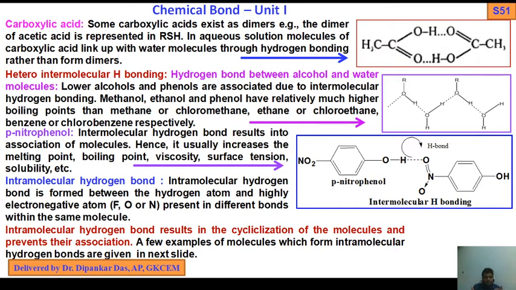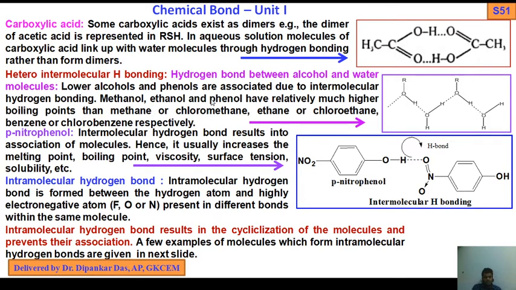Water molecules link up through hydrogen bonds rather than forming a dimer. Now, intermolecular hydrogen bonding. A simple hetero intermolecular hydrogen bonding is the hydrogen bond between alcohol and water. Homo intermolecular means between molecules of the same kind: water, HF, carboxylic acids. Hetero means alcohol and water, CH3OH or ROH. So, a hydrogen bond between alcohol and water molecules.